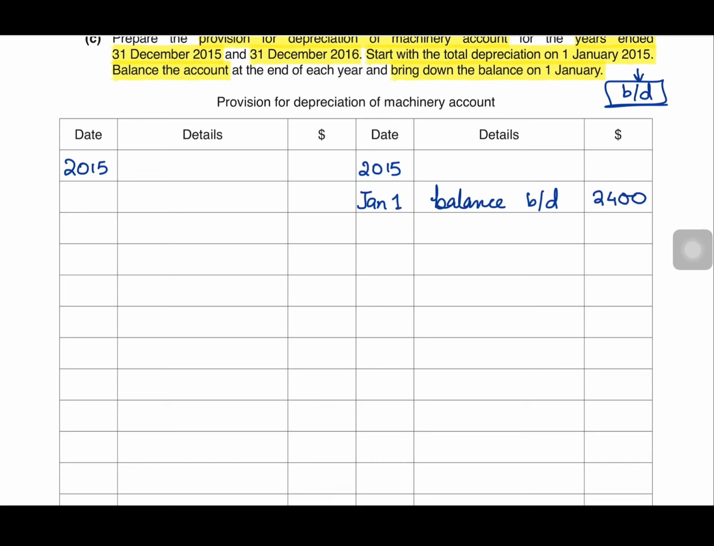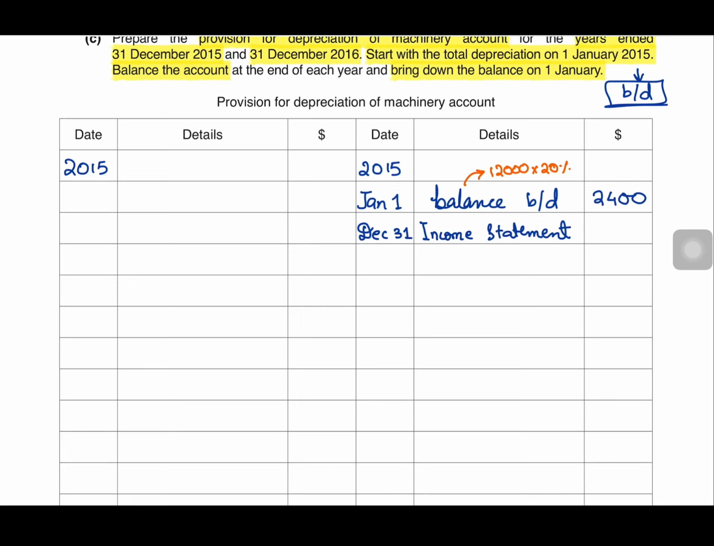Right? You can show your working, or you do the calculation here as well. 12,000 multiplied by 20%. This was the only machinery that was there in the business in 2014. So that's how we can do it. Right? Now, what would be the next entry? The next entry would be the current year depreciation charge, which will go in income statement on December 31st.